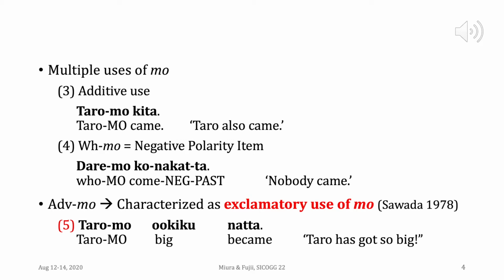The use of mo relevant to the current discussion is characterized as exclamatory use of the particle in Japanese conventional grammar. One example is in 5, 太郎も大きくなった, Taro has got so big. However, it's not clear at this point how mo of ADV mo is related to other uses of the particle. So we won't dwell on this matter any further in this presentation.